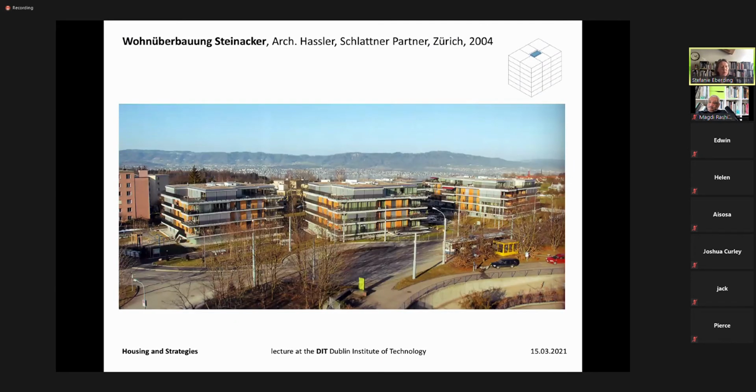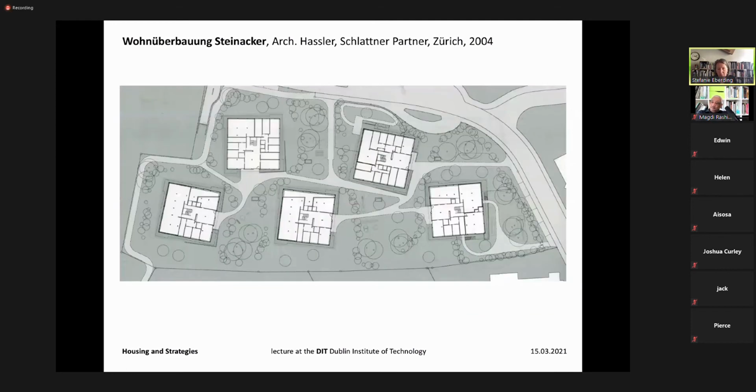Another type of core building types, like a core circulation, we call it Punkthaus, point house, is the Wohnüberbauung Steinacker, close to the Zürichsee in Zurich. It's five buildings with a central staircase, and they are placed on the site in that position so that everyone has a good view to the lake of Zurich. So that's the reason why they're placed like that and a little bit turned.